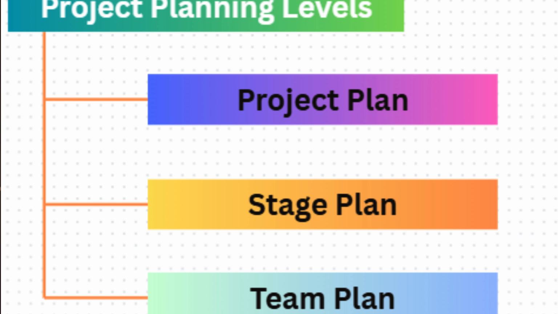So once you have completed the product checklist, you now need to plan how they're going to be produced. There are normally 3 levels of planning. There's the higher level or the high level of planning called project plan. Then there's another one which is a bit detailed. It's called a stage plan. So the last one that you have at the bottom is team plan.